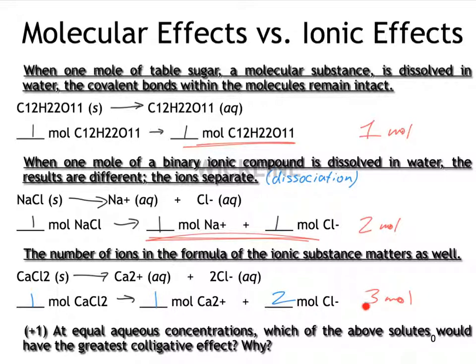The substance that can produce the most moles of substance dissolved in water is going to have the largest colligative effect. And in this case, it's going to be calcium chloride. So at equal aqueous concentrations, which of the above solutes would have the greatest colligative effect? It would be CaCl2. And the reason why is because it's going to produce the most dissolved ions.